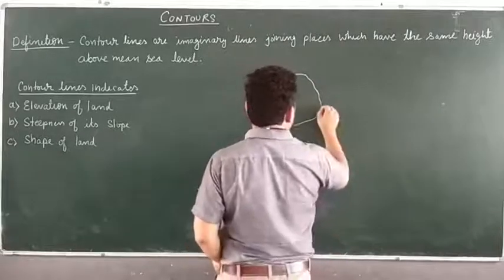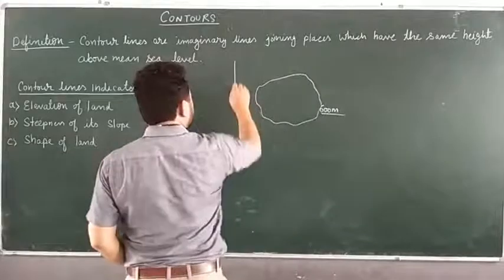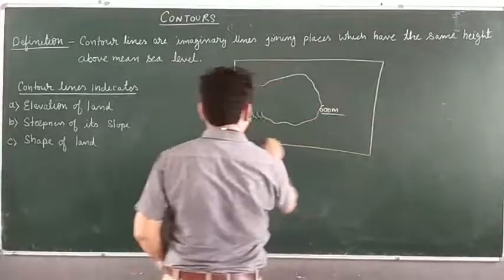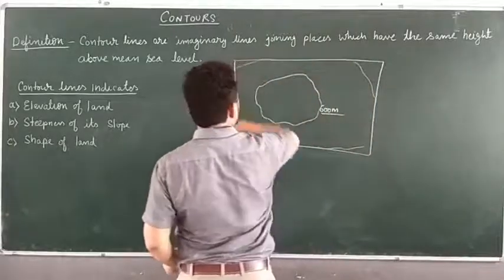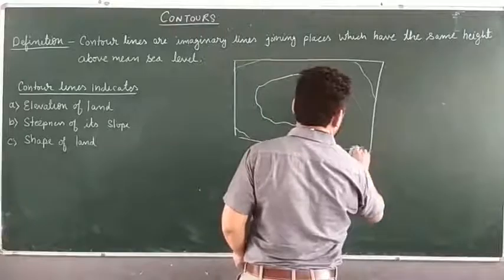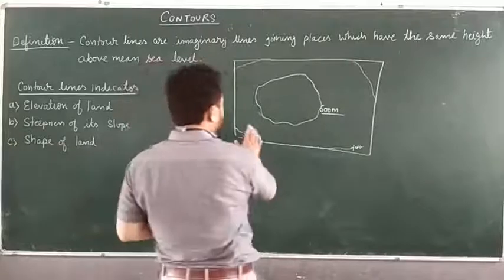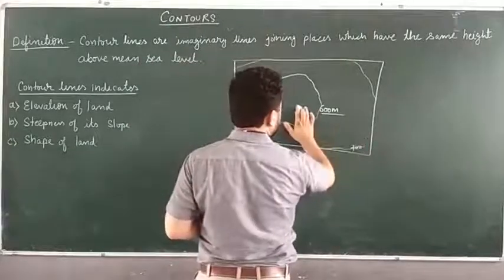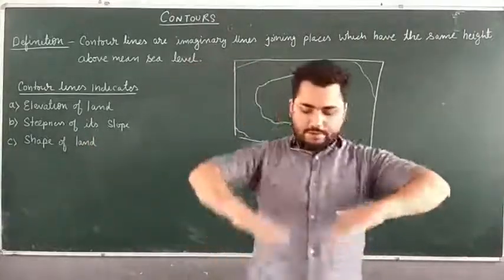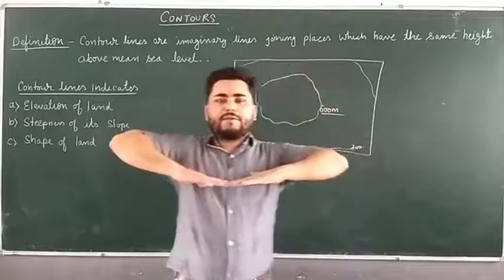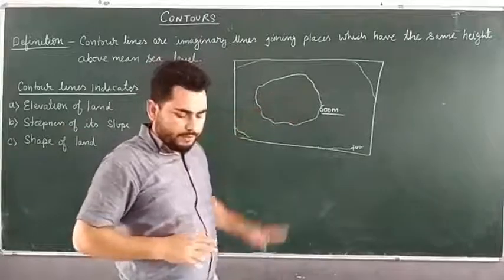Like suppose here it is written 600 meter, right? Suppose this is our topo sheet, and here also it is written 700 meter. So we can say that this area is 700, this is 600, right? So here we can say it is like this, having low elevation at the mid, clear?